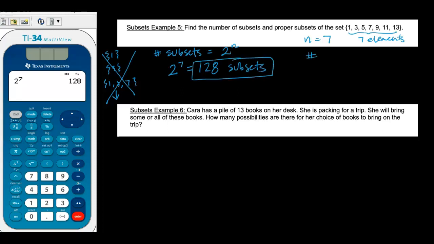And then to find the number of proper subsets, it's just going to be 1 less than that. So 128 minus 1, which is 127.